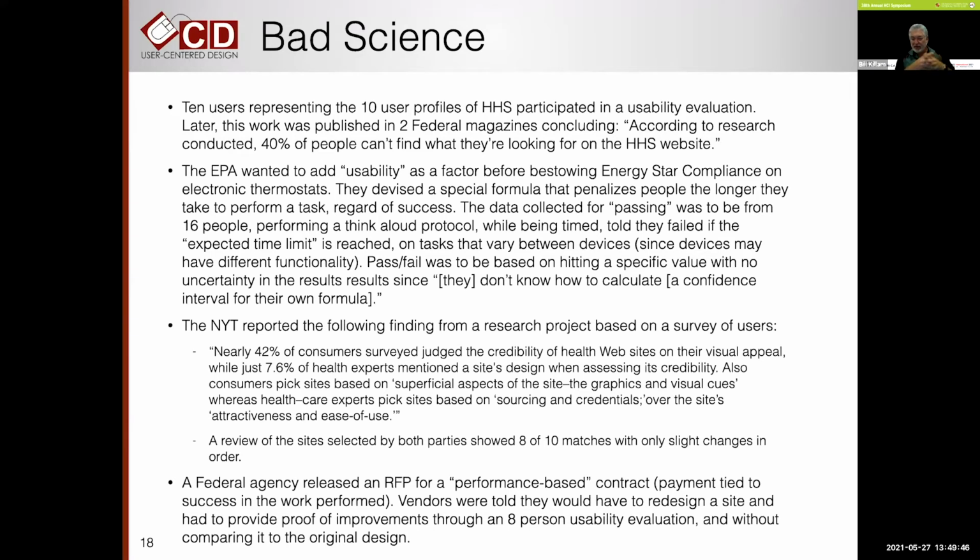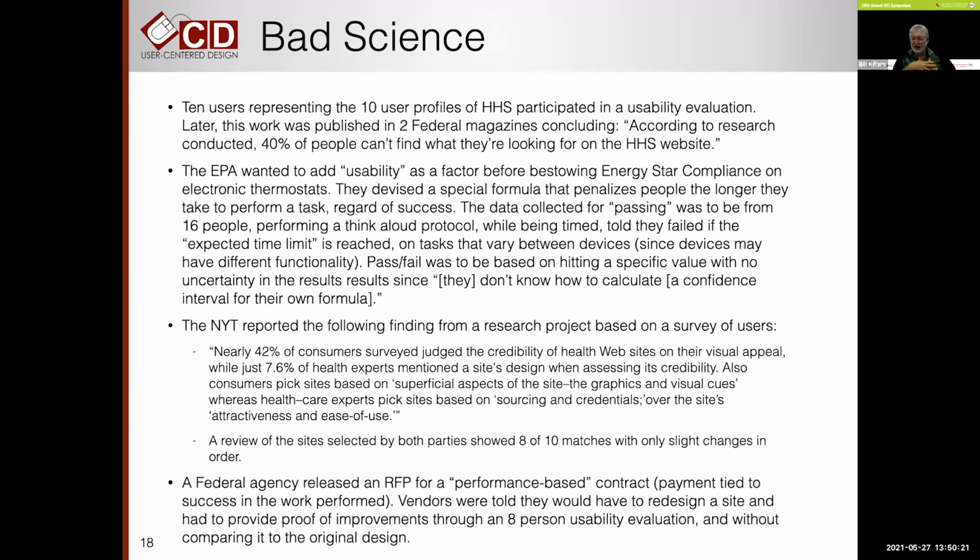And finally, the government, I one time produced an RFP, a request for proposal, on what they called a performance-based contract. You would only get paid if you showed that you performed well enough. And the way they wanted you to show you performed well enough was you had to redesign their website and then prove that it performed better than the earlier website with 8 people. But you couldn't even compare it to the original website. And well, how could you possibly make a comparison to a site that you don't have? What are you comparing it to? And secondly, how can you do this with 8 people?